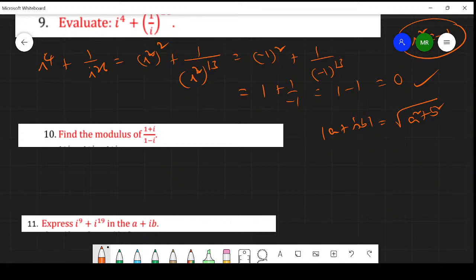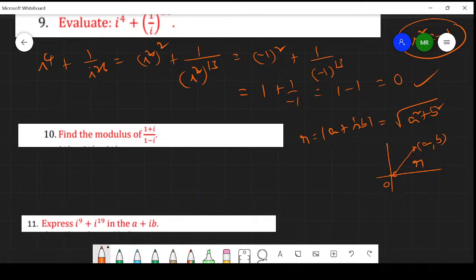Whenever they are talking about the modulus of a complex number, the distance from the origin to the given complex number is called the modulus. Suppose the given complex number is this, a comma b, and this is the origin. You find the distance from here; this is called the modulus. Generally they may write r, so I can write r is equal to mod a plus ib.